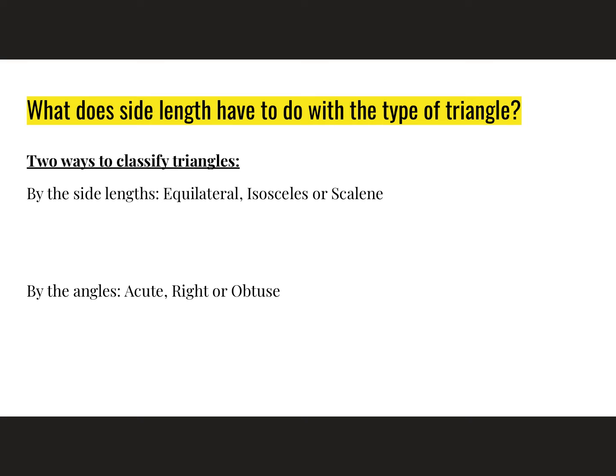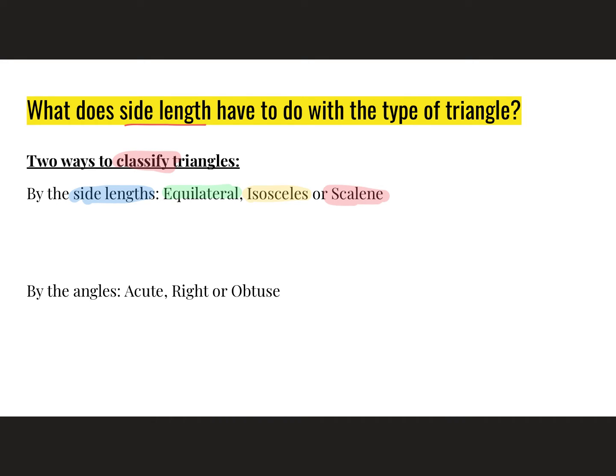So first of all, what does side length have to do with the type of triangle? There are two different ways to classify triangles. That means just to sort them. First we can do it by the side lengths. An equilateral triangle has all sides the same. In an isosceles triangle, two sides are the same. And in a scalene triangle, none of the sides are the same length.